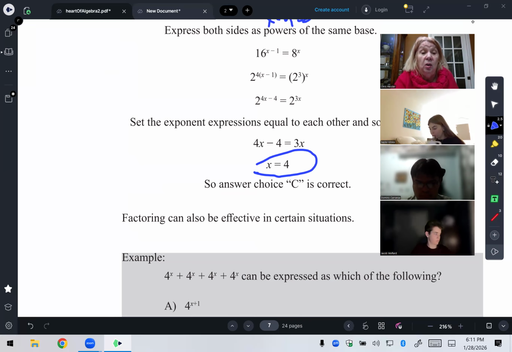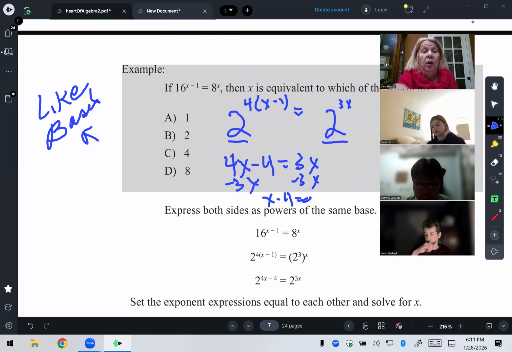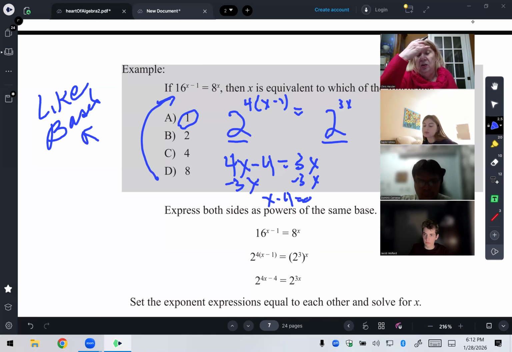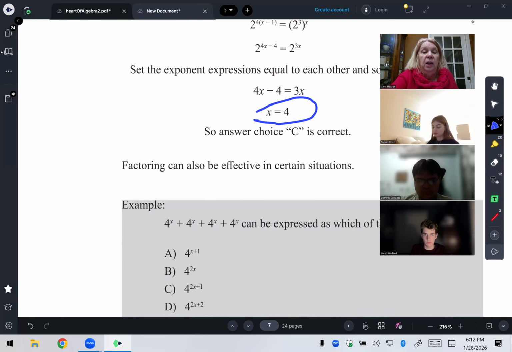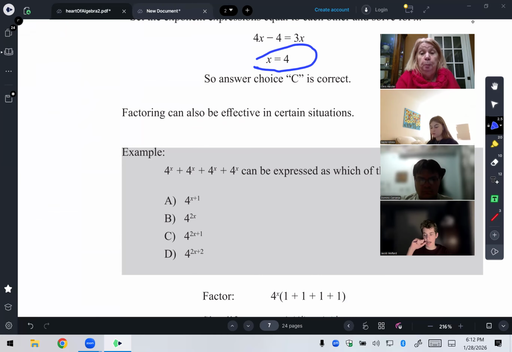Okay, you also could put the answers back in. You see that? We could also have tried, if we put a 1 back in, we would get 16 to the 0, which is 1, which never would equal 8. So you could put those answer choices back in. That's another strategy. Okay, going down. Factoring can also be effective in certain situations.